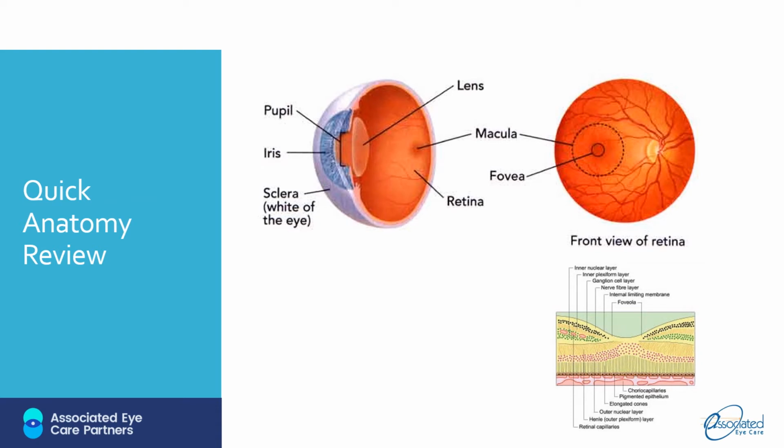So let's do a quick review of the anatomy here. Why the term macular degeneration and not retinal degeneration or foveal degeneration? So here is the retina. Retina is kind of a generic term for all this tissue in the back of the eye. So retina is like a tissue diagnosis. The macula is more of a geographic diagnosis. It's this area here between the main superior blood vessels and the main inferior blood vessels.